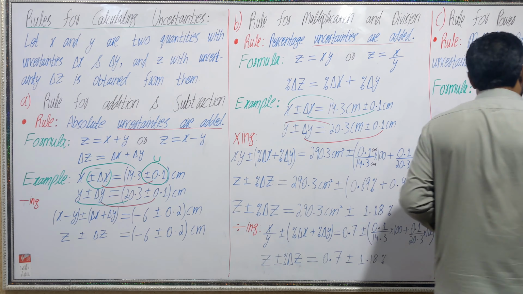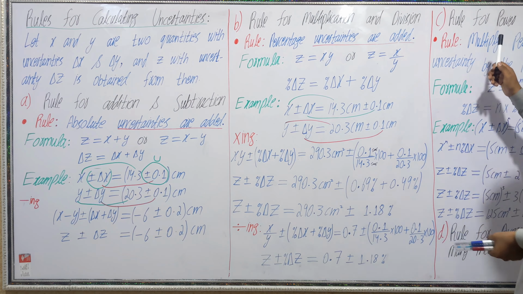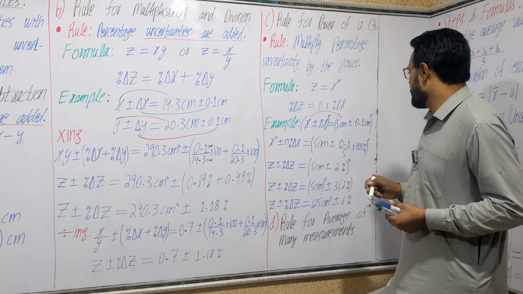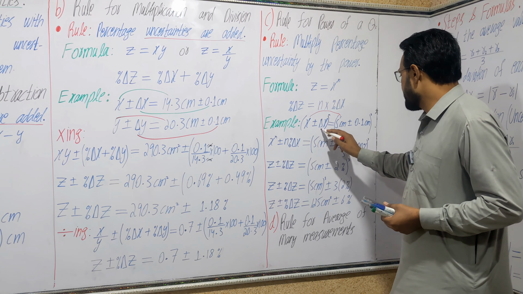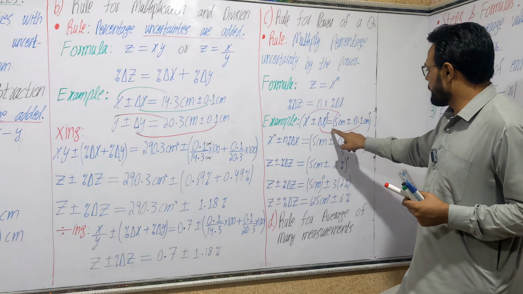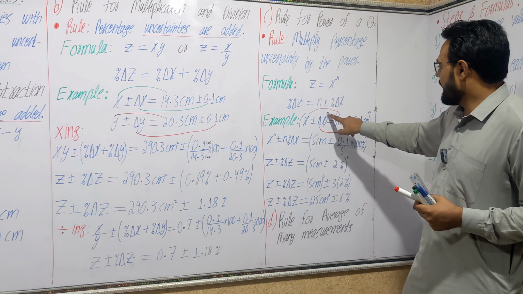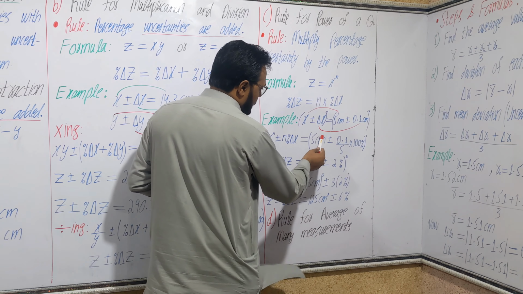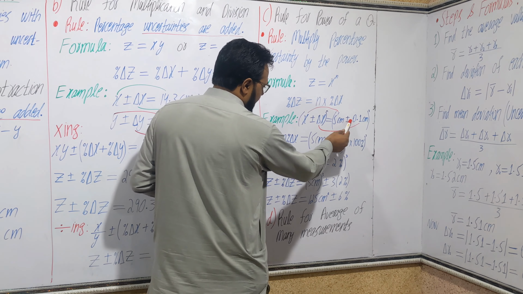Now move to rule 3. Rule for power of a quantity. Again, I'll start from an example. Here the value of x is 5 and the uncertainty is 0.1 centimeter. X is 5, uncertainty is 0.1, n is 3. Power rule. Same 5 as it is, plus minus as it is.